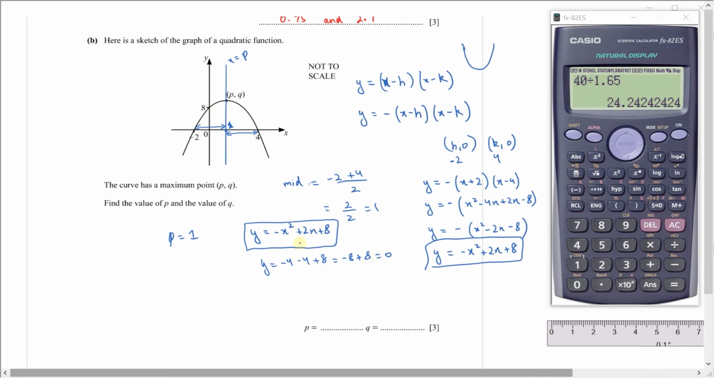So that is correct. So now we have to find this coordinate q here. I know that the x coordinate here, p, is 1. So I will substitute 1 here: minus 1 squared plus 2 into 1 plus 8. So this will be minus 1 plus 2 plus 8. 8 plus 2, 10. 10 minus 1, 9. So your value of q here is 9. So p is 1 and q is 9.